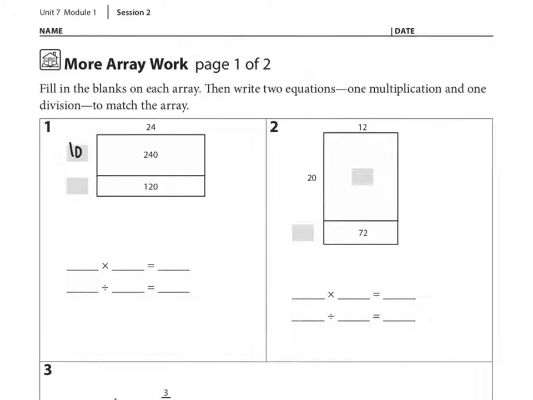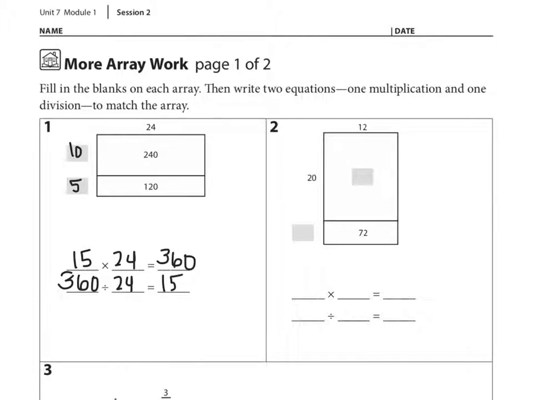So in that first blank, I'm going to write 10. In the second blank, I see that 24, again, is the known dimension, and the area is 120. I know that 120 is half of 240, therefore my missing dimension here will be 5, since 5 is half of 10. So my two equations I can write: I know that 15 times 24 equals 360. And then I know that 360 divided by 24 equals 15.